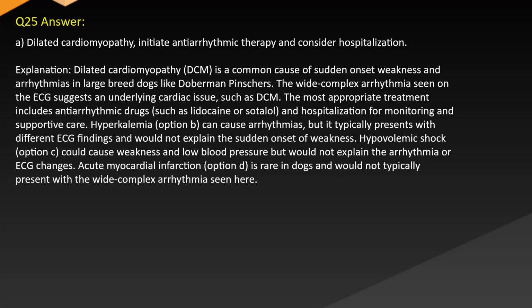Hyperkalemia, option B, can cause arrhythmias, but it typically presents with different ECG findings and would not explain the sudden onset of weakness. Hypovolemic shock, option C, could cause weakness and low blood pressure, but would not explain the arrhythmia or ECG changes. Acute myocardial infarction, option D, is rare in dogs and would not typically present with the Y-complex arrhythmia seen.